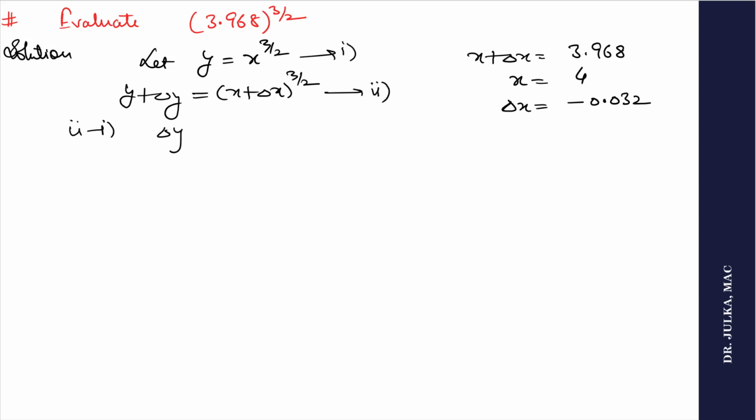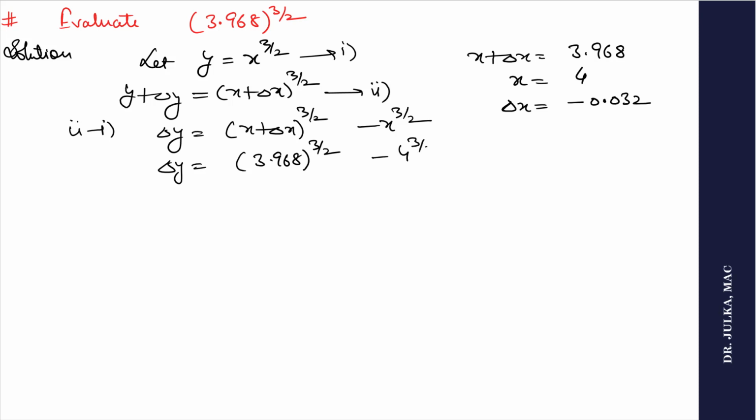Subtract first from second and we'll get delta y equals x plus delta x whole raised to the power 3 by 2 minus x raised to the power 3 by 2. Put the value of x plus delta x, which is 3.968, and the value of x is 4, and whole raised to the power 3 by 2. So first we calculate the square root and then we make the cube of that. So 3.968 raised to the power 3 by 2 equals 8 plus delta y.